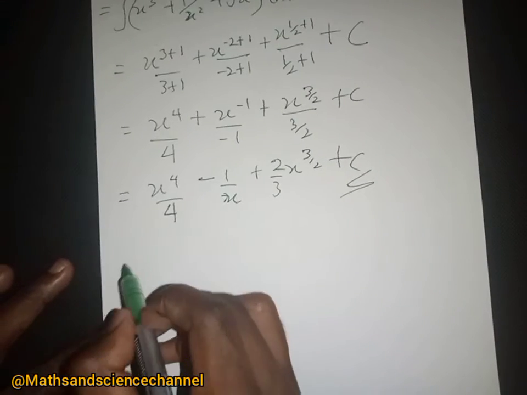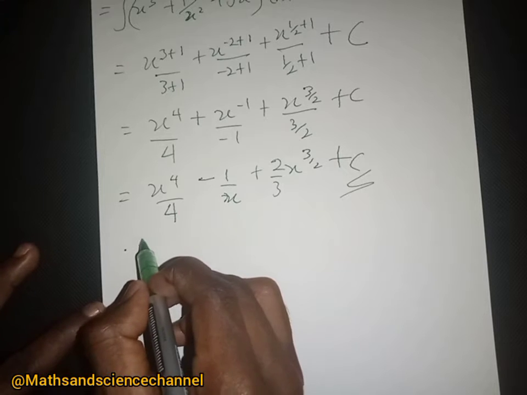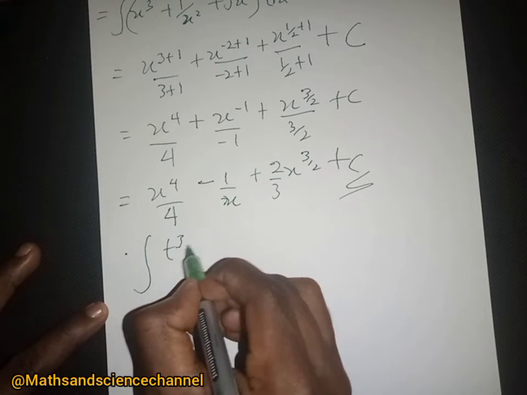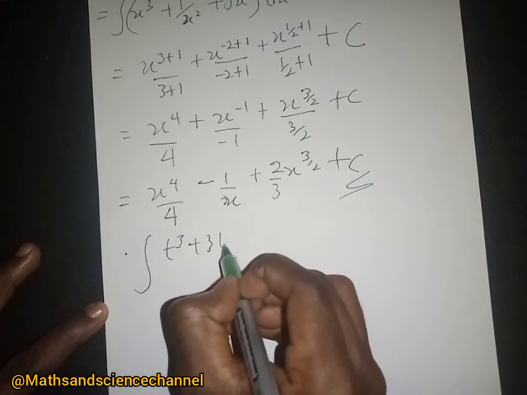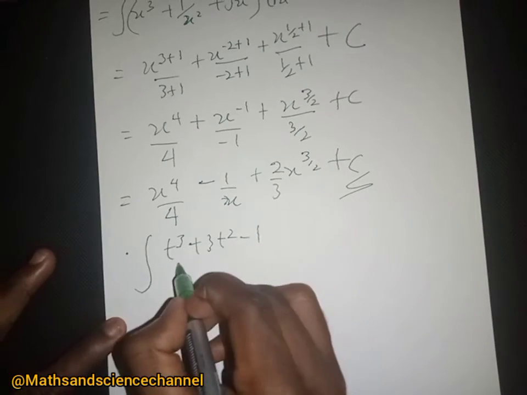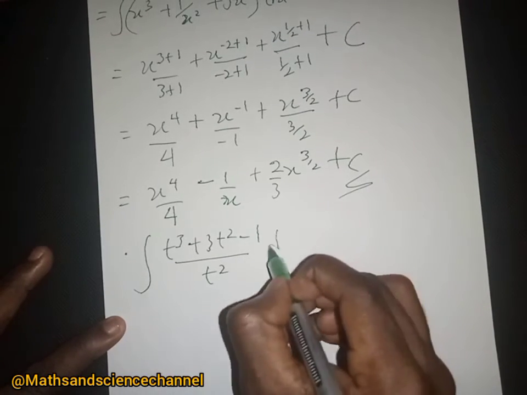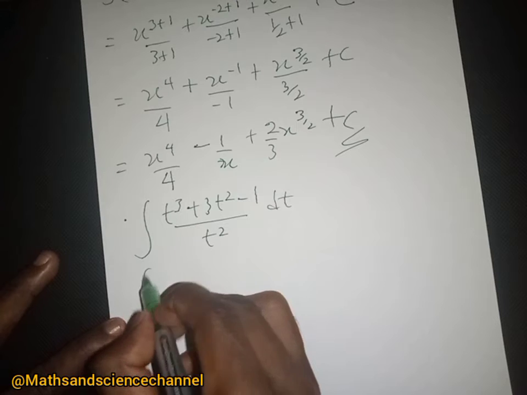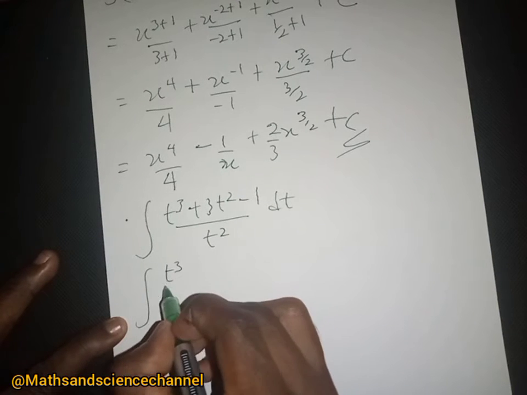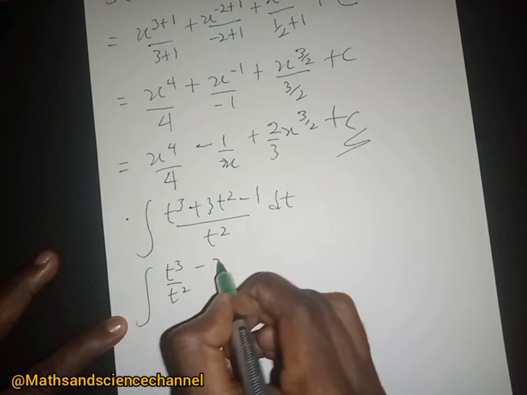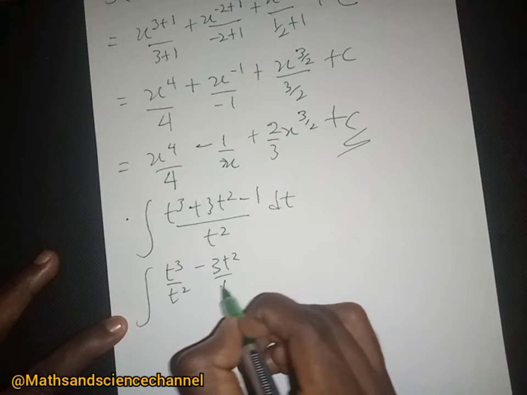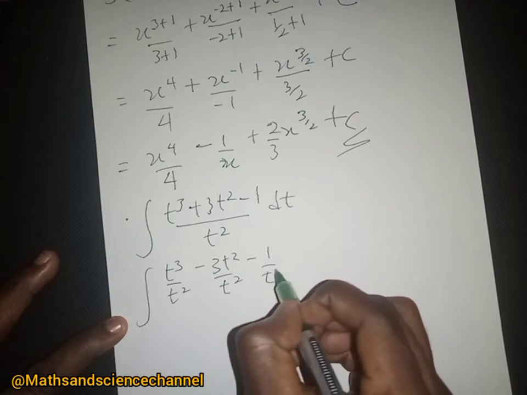So let's do another one. We can have the integral of t cubed plus 3t squared minus 1, divided by t squared, dt. So how do we do this? First of all, we can write this as t cubed over t squared plus 3t squared over t squared minus 1 over t squared, dt.